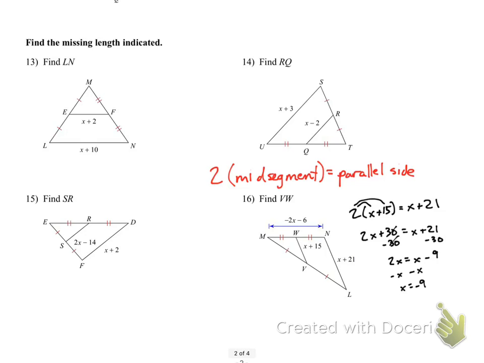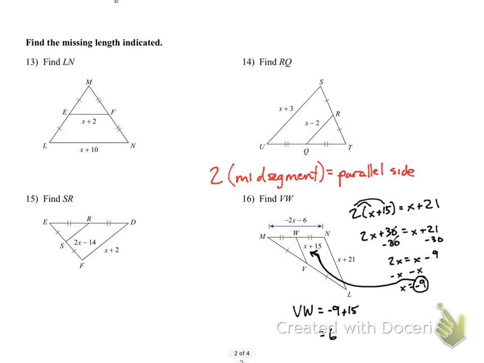Now remember, that's not a length. So you can have a negative x, and that's also not our final answer. We need to solve for the length of VW. So all we have to do is go back here and plug that negative 9 into that x right there. So now we've got VW equals negative 9 plus 15. So it is 6. There it is.